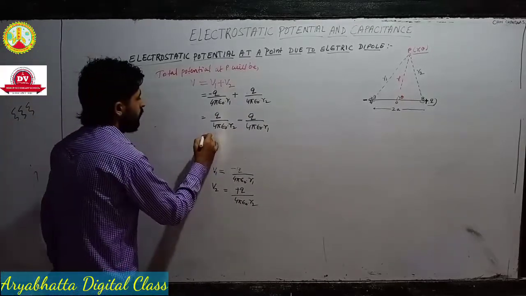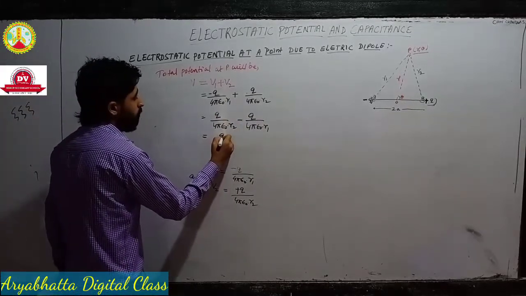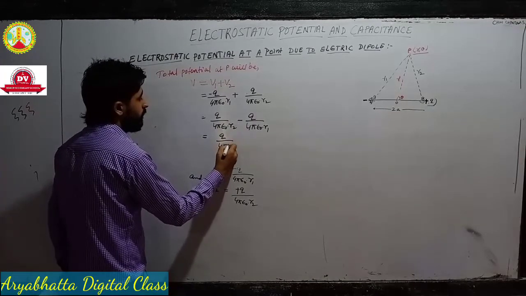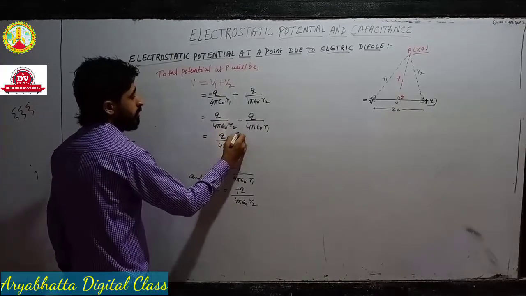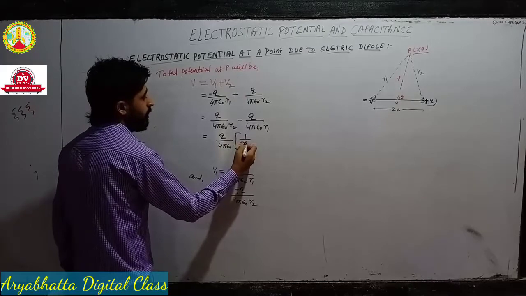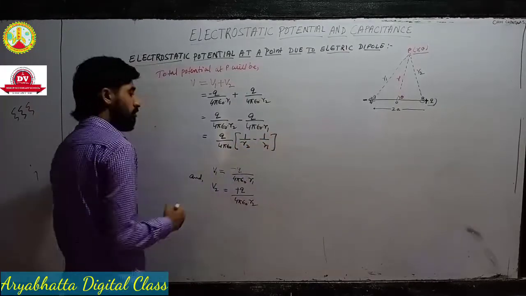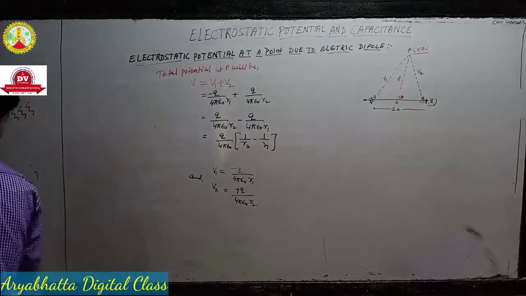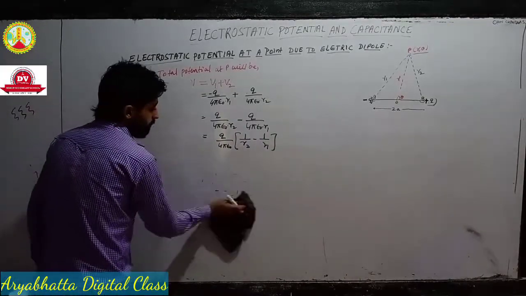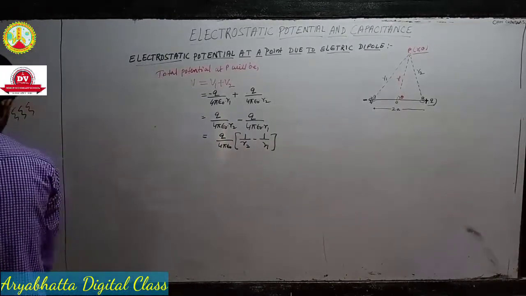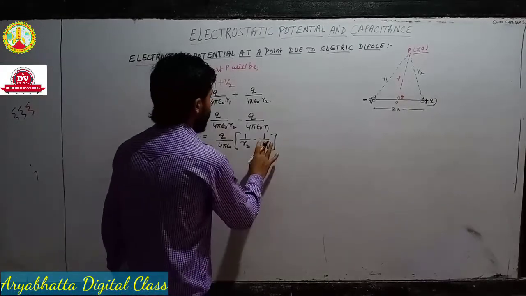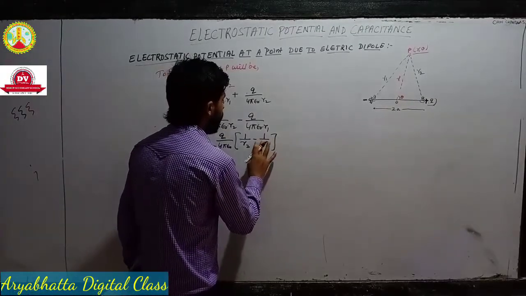Now see, in these two, something is common, that Q by 4 pi epsilon naught is common, right? So what will we get here? 1 by R2 minus 1 by R1. So see carefully, we have got the total potential here, but as I said, we want the total potential in terms of R and theta.